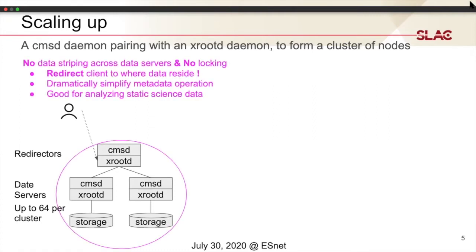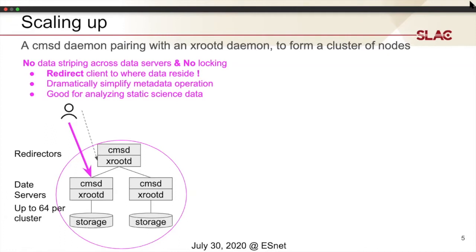So in this architecture, there is no data striping across the data servers. A file either resides in one data server or the other, or you can have two copies, that's fine. There is no striping, and there is no locking as well. So the redirection mechanism sends the client to where the data is, so that the data does not flow through the redirector, but goes directly from the data server to the client.